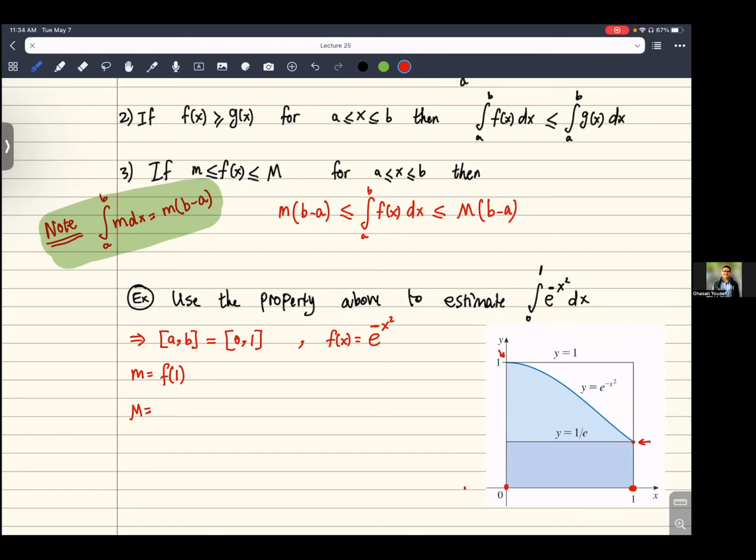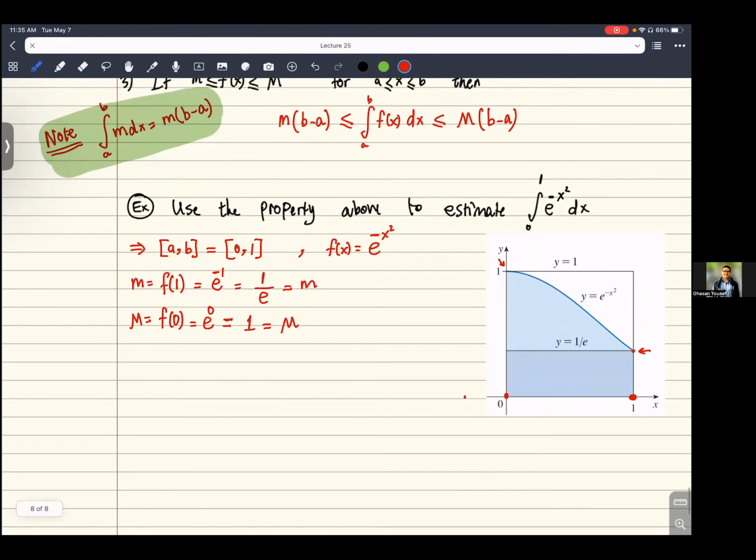So the maximum value is f of 0. Okay, what is f of 1 after you plug this value inside the function? What is f of 1? Plug it inside this function. What do you get? e to the minus 1 is the same as what? 1 over e, correct. So this is my minimum value. So the maximum value is the same as f of 0. Plug the 0 inside the function, e to the 0. What is e to the 0? 1. So this is my maximum value.